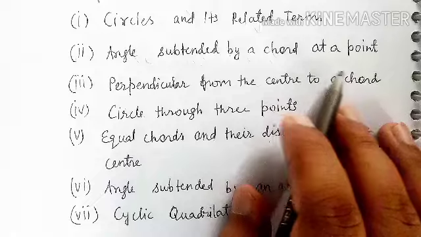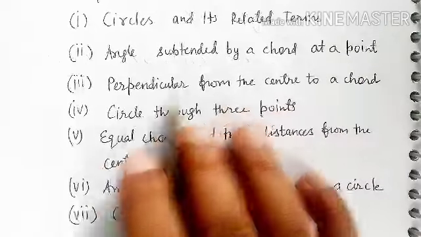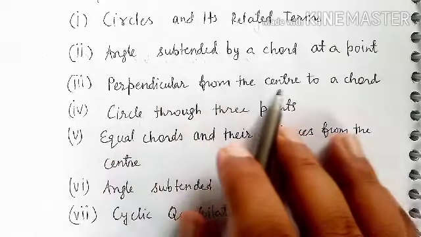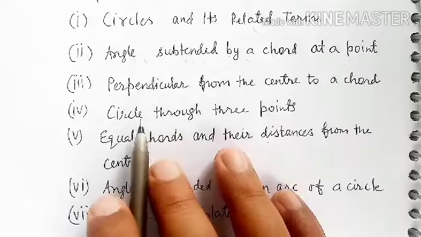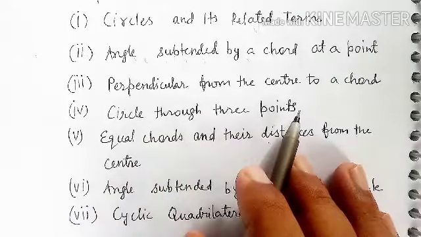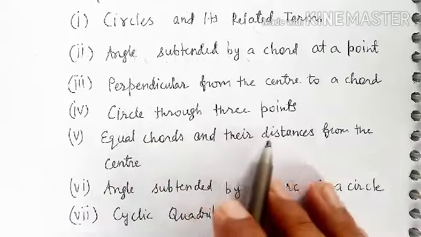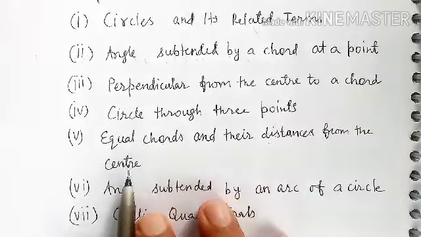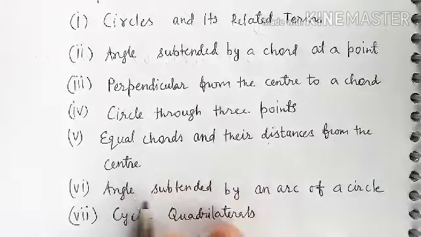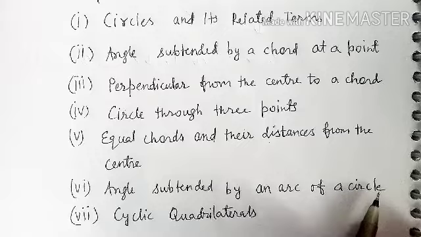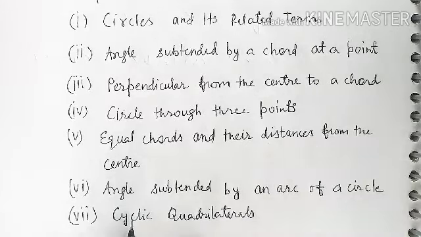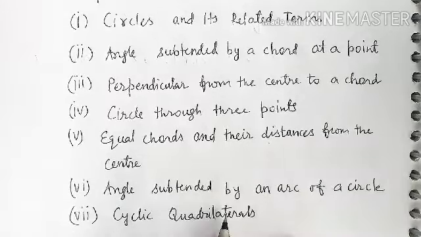Angle subtended by a chord at a point, perpendicular from the center to a chord, circle through 3 points, equal chords and their distances from the center, angle subtended by an arc of a circle. At the last we will discuss cyclic quadrilaterals. So let us start with the definition of circle.